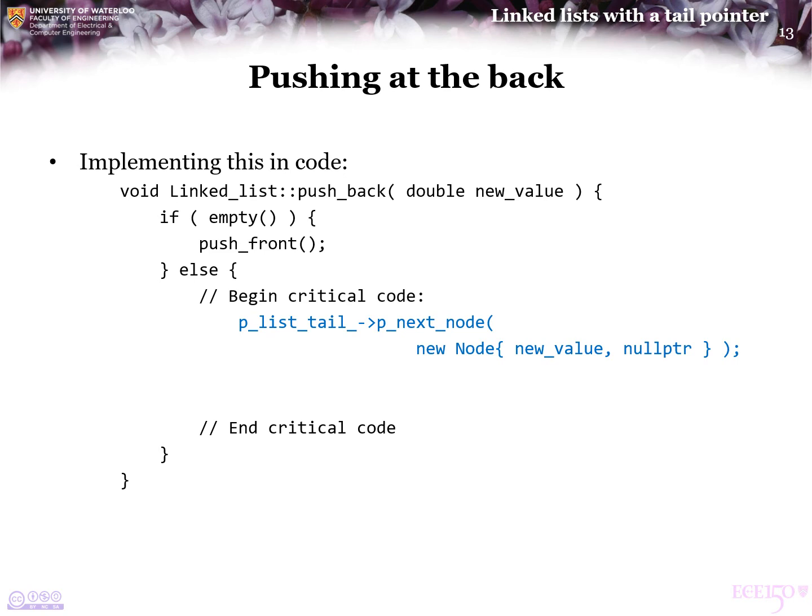So now the linked list is correct, but we still have to update the tail pointer. So the tail pointer will be updated to store the address of what the tail pointer was pointing to, its next address, which we just updated. All right, and then of course we can increment the list size and we are done.